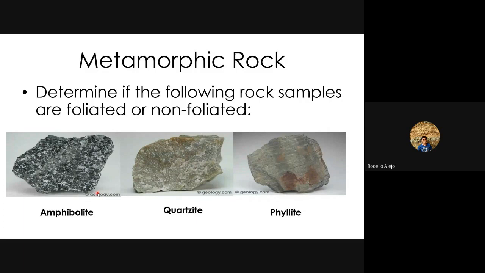So here is the list of other examples of metamorphic rock: amphibolite, quartzite, and phyllite. So amphibolite is foliated. As you can see here, the different grains are shown, even though they are not properly arranged in layers, but as you can see, the grains are already arranging. Okay, it must be in the middle part of metamorphism. Whereas quartzite is considered a non-foliated metamorphic rock, while phyllite is considered foliated. So that must be foliated. That's letter F. Okay.